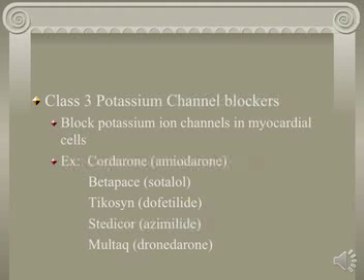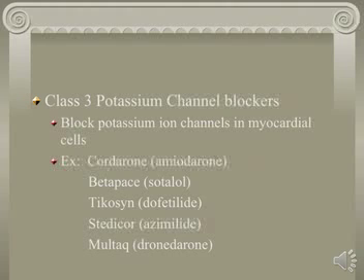Class 3 are your potassium channel blockers. They block potassium ion channels in myocardial cells. They prolong the refractory period, delaying repolarization. They're usually prescribed in addition to internal cardiac defibrillators in patients at high risk for sudden cardiac death. Examples of drugs in this category are amiodarone, Betapace, Tikosyn, Stedicor, and Multaq.